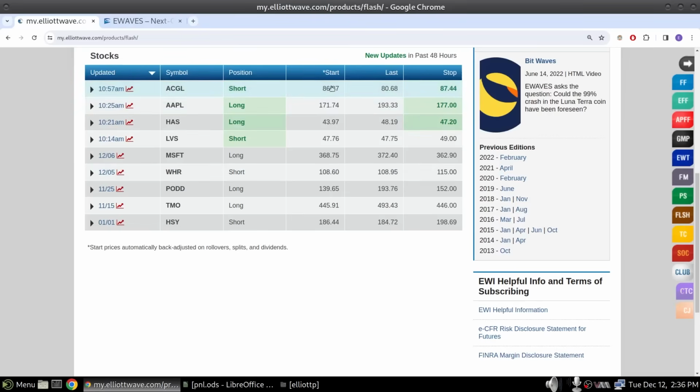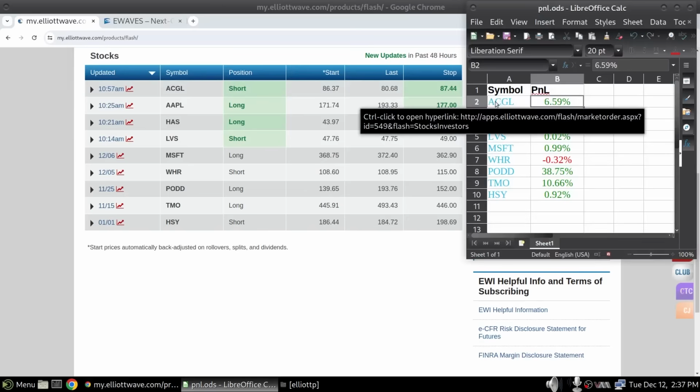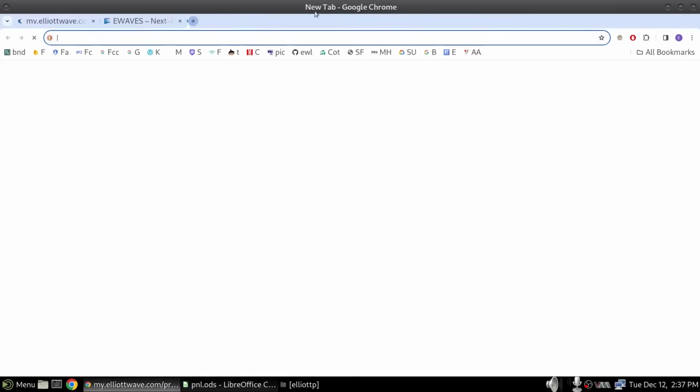In fact, based on the start prices and the last prices here, I calculated a P&L. Let me pull it up and I can put it right next to here. And as you can see, the short positions and the long positions are quite different. Like this long position here in Apple is up about 13%. This long position in PODD is up almost 40%. All these high-moving positions are on the long side. The one exception, I suppose, would be ACGL, which is a short position up almost 7%. But that's because the market has been largely moving up.